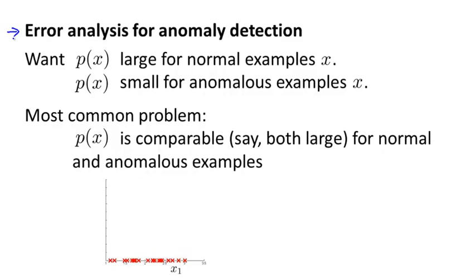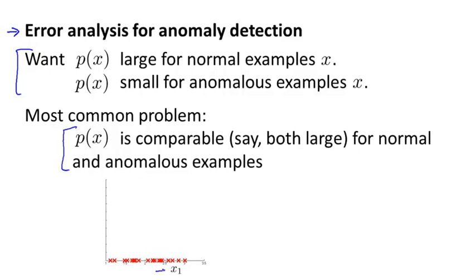So let's try to reason through an example of this process. In anomaly detection, we're hoping that p(x) will be large for the normal examples and small for the anomalous examples. And so a pretty common problem would be if p(x) is comparable, maybe both are large, for both the normal and the anomalous examples. Let's look at a specific example of that.